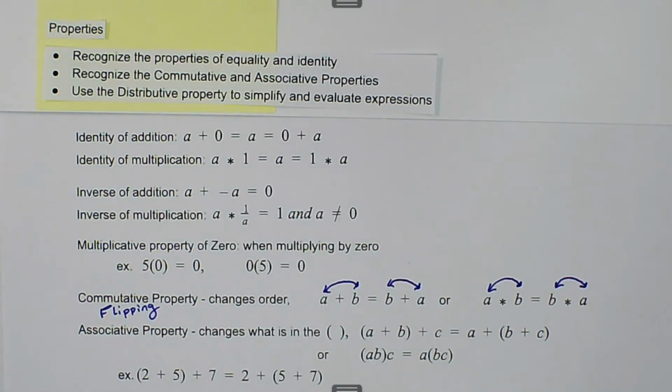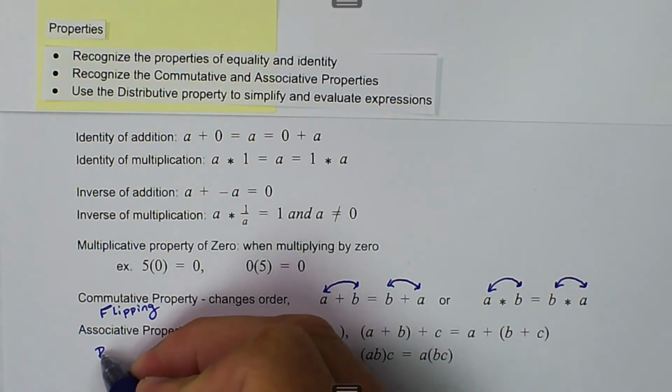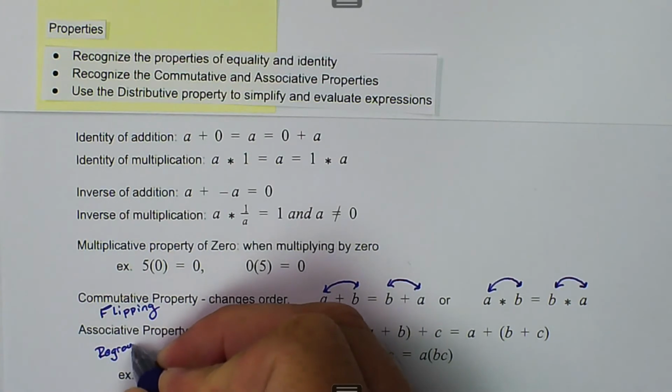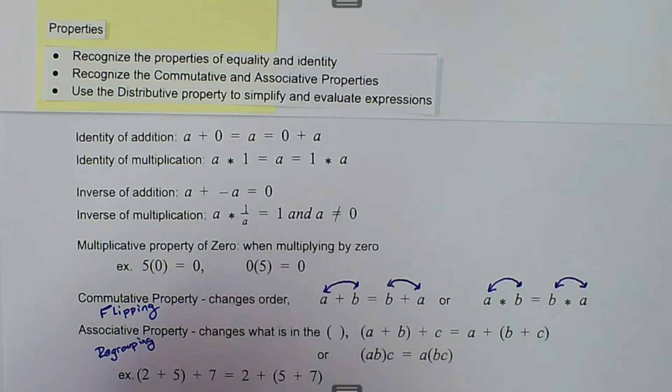The associative property changes with the parentheses, basically changes the group or changes who we are talking to. So this is a regrouping. And in this case, we have a plus b, and then c is on the outside. And then we switch that and we say, now a is on the outside, and we group b plus c. And we can also do that with multiplication. C is on the outside here, a is on the outside here.